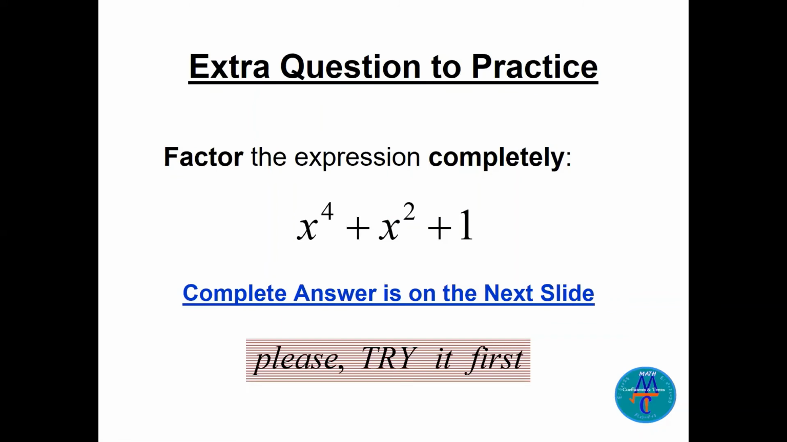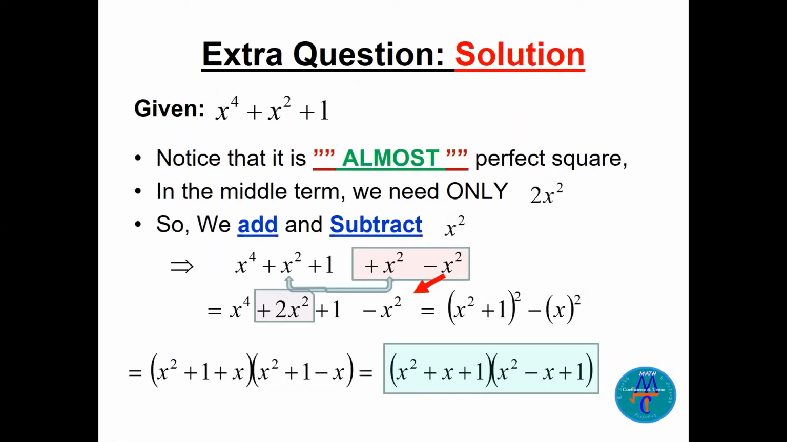I will leave one extra question to practice if you like. Just try to factor the expression completely. Very similar here. We have x to the power 4 plus x squared plus 1. Now the answer, the complete answer, actually is on the next slide. Please try it first to check your knowledge. Now we can find the answer there, complete.